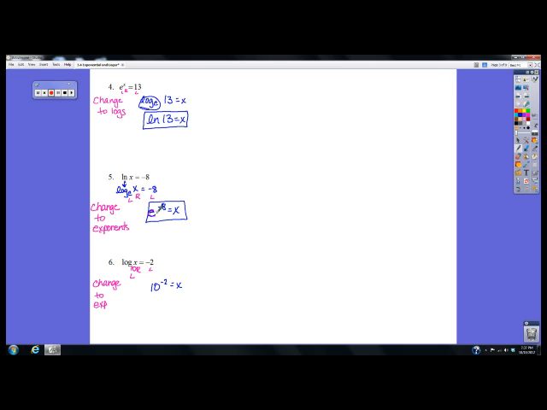Now I know I left e to the negative 8 as a negative exponent, but we can simplify this a little bit more. 10 to the negative 2 means 1 over 10 to the positive 2, which means 1 over 100. So 1 over 100 is number 6.